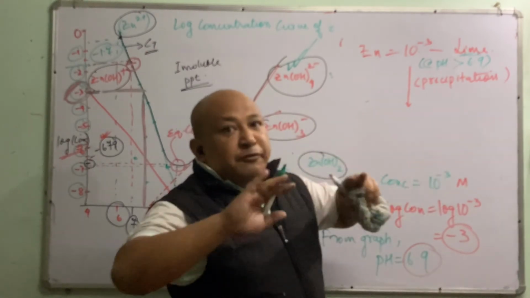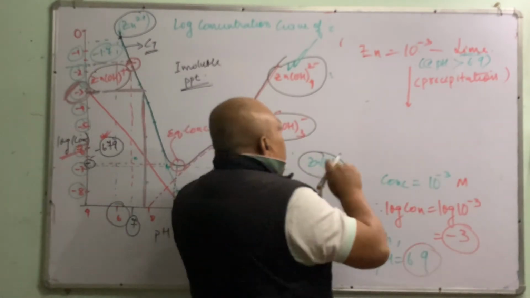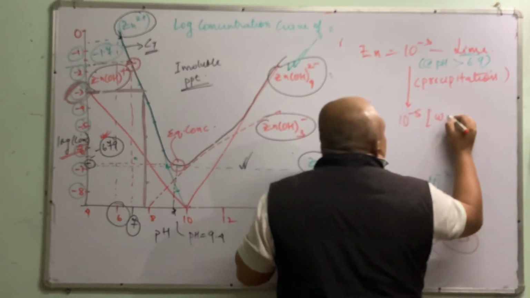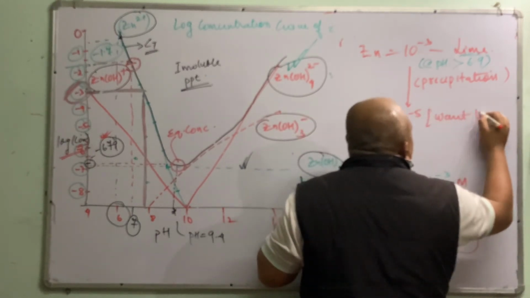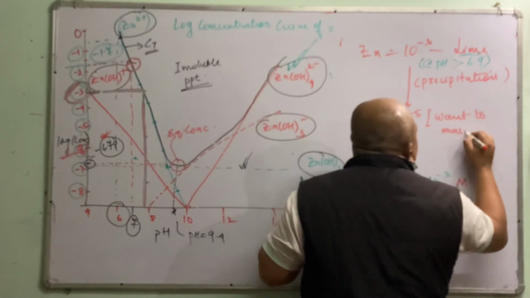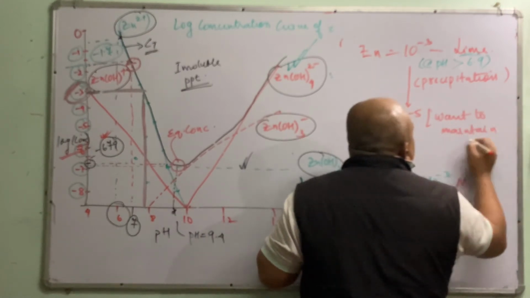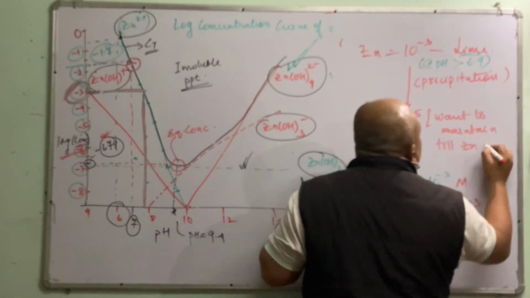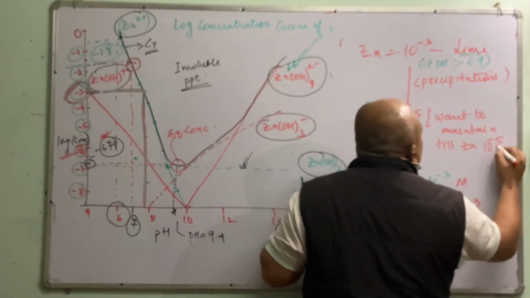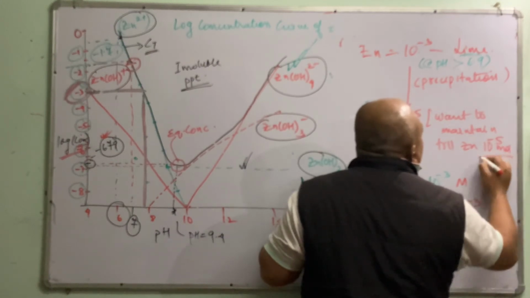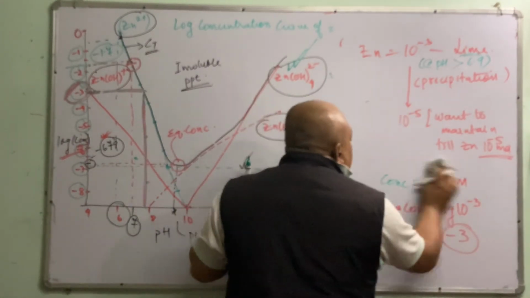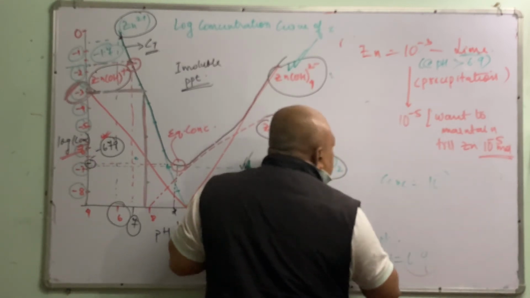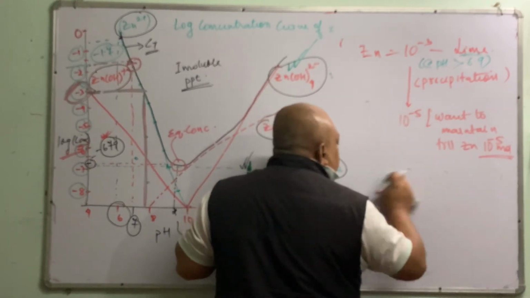Do you want to remove everything? The question is, say no. I want to maintain till zinc 10 to the power minus 5 moles. What he said is, I don't want to decrease less than this. I don't want to remove everything, but I want to remove till 10 to the power minus 5 concentration.